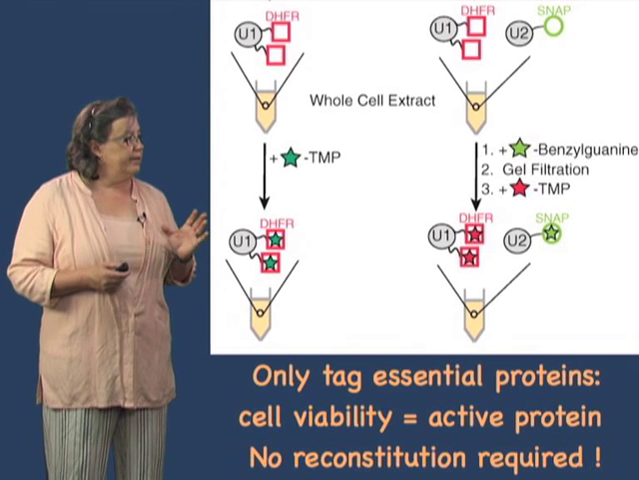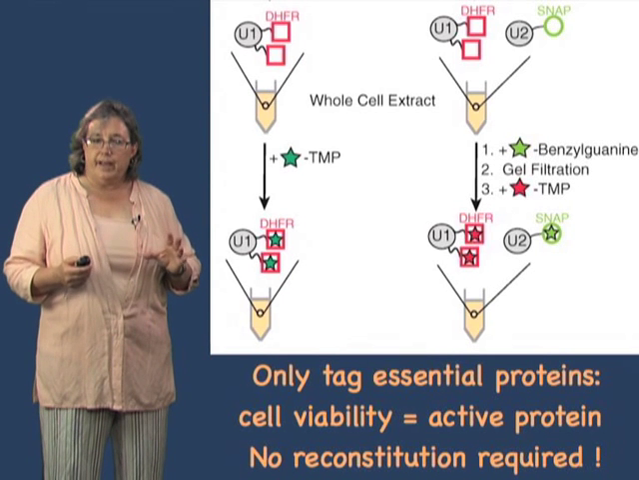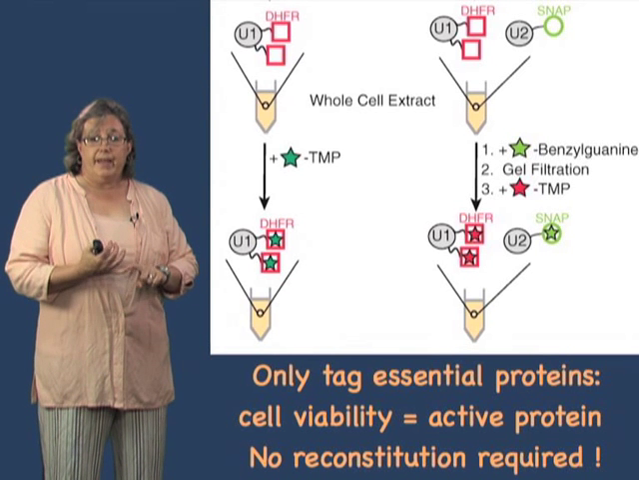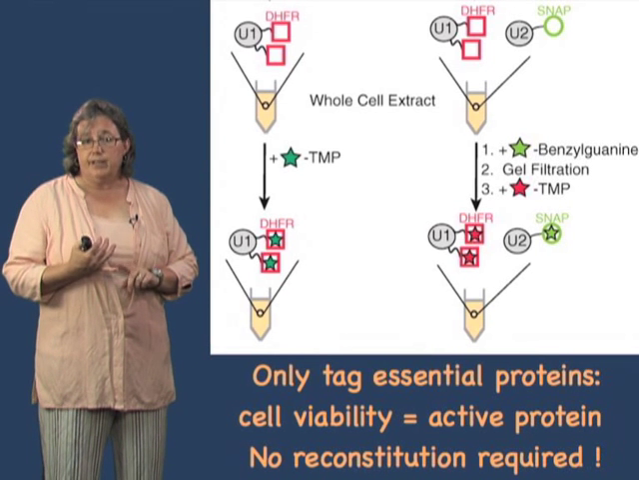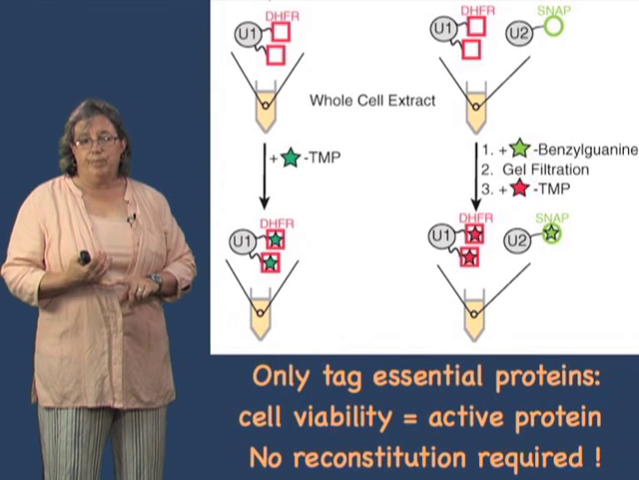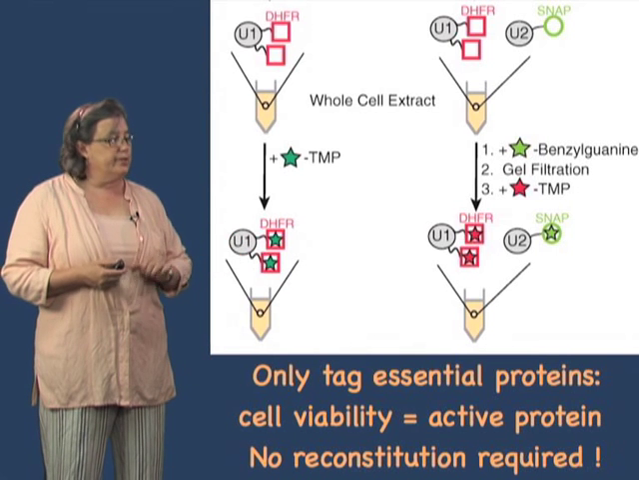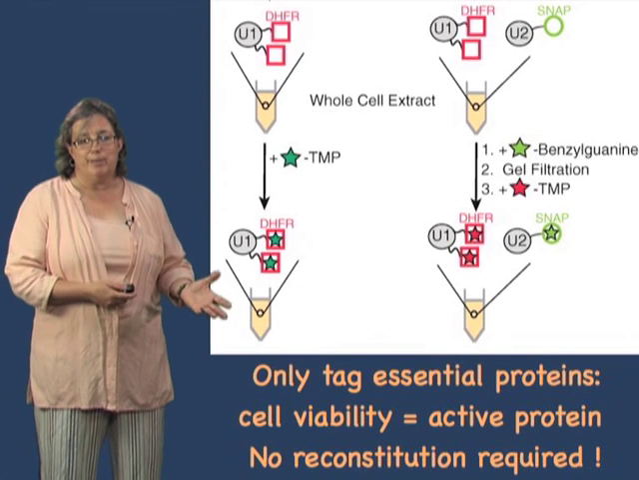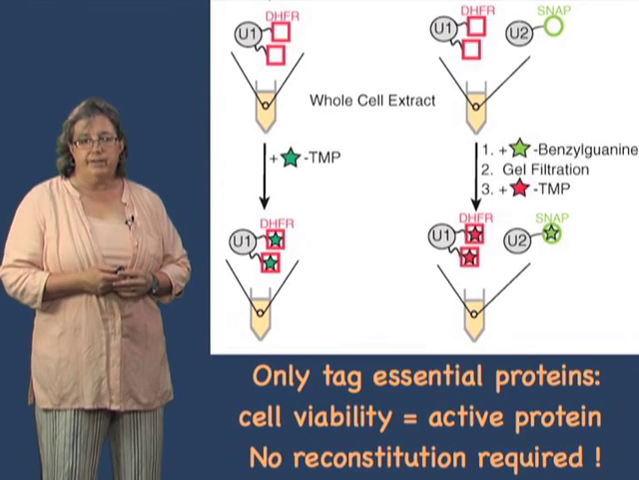And so the really great thing about this system is, first of all, we know that the proteins that we're tagging are active because, one, they're the only copy of the protein in the cell, and we are only tagging essential proteins. Many of the proteins in the spliceosome are essential. And so we know that if the cells grow, because splicing is essential, then that protein must be active. Secondly, there's absolutely no protein reconstitution required. So we're not making any recombinant proteins and purifying them and putting them back in. We're using the endogenous proteins. We've just added a small protein tag to them.